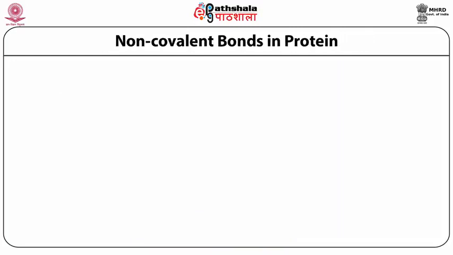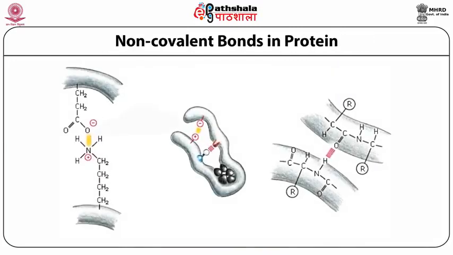activity. So the proteins are non-covalently bonded, and you can see here that there are 3 structures, and you can see that the proteins are bonded either through ionic bonds or hydrogen bonds, and you can also see how van der Waals attractions play a role to give a proper shape to the protein.